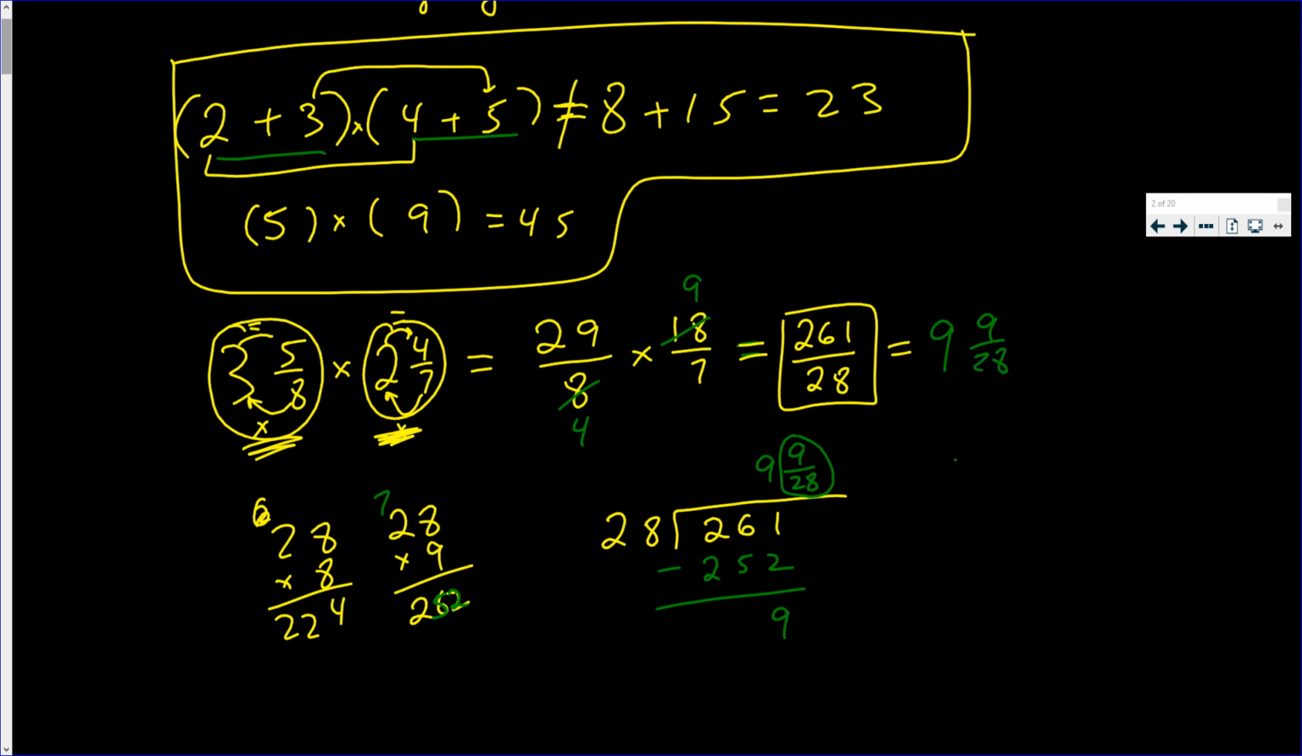How do I know we can't reduce this? The only numbers that go into 9 other than 1 will be 3 and 9. 3 doesn't go in here. 3 times 9 is 27. 3 times 10 is too big. Well, if 3 doesn't go into this number, 9 won't go in. Okay, so that's the final answer.